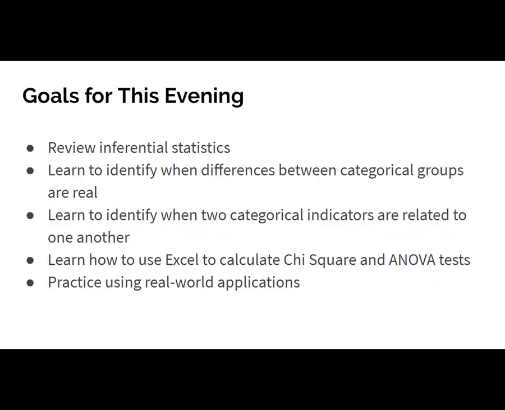So my goals for this evening: we're going to do a really quick review to make sure we're still on the same page regarding descriptive versus inferential and some of the other key terms that we went over. We'll learn how to identify when differences between categorical groups are significant or not. There are a couple of tests that you can use for that. You'll learn how to use Excel, specifically for tonight the chi-square and an ANOVA test. Those are the two that you'll learn this evening, and we'll use real world data.